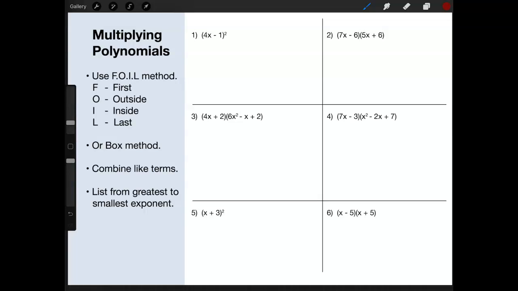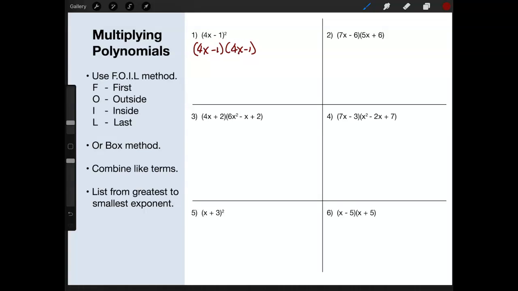For example 1, we have 4x minus 1 squared. For a situation like this, we are squaring everything inside the parentheses. So we need to rewrite it 4x minus 1 times 4x minus 1. Now we use the FOIL method.